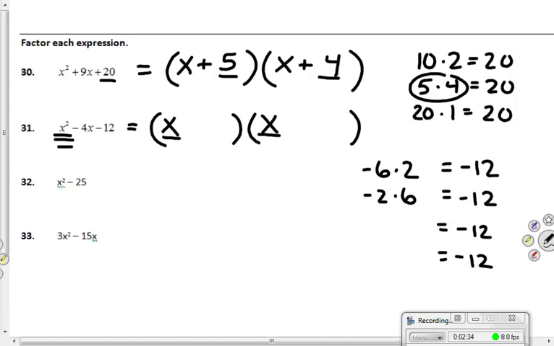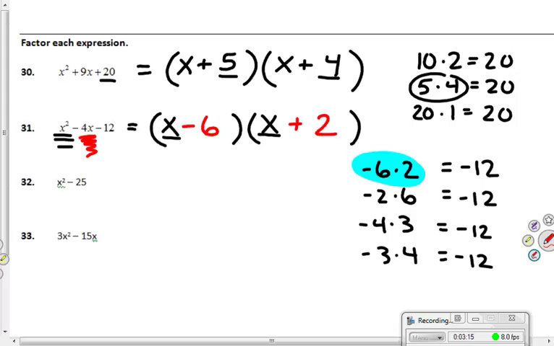How about 4 and 3? One negative, one positive. Okay. I could probably use 12 and 1 also. But keep in mind, my goal is to try to get a negative 4x in the middle. So you go back to that list and ask yourself, which one of these, if I added them together, would give me negative 4? No, no, no, yes. So I think it's x minus 6 and x plus 2.